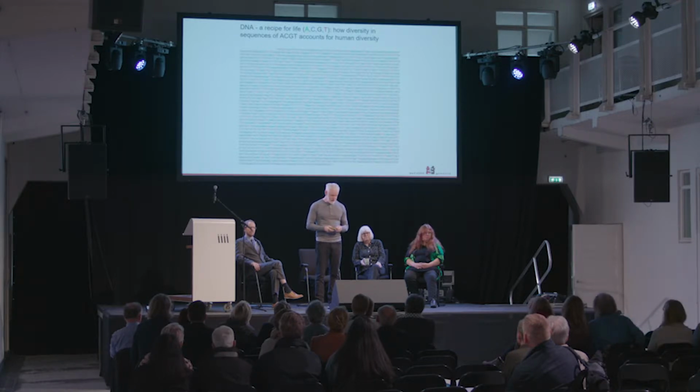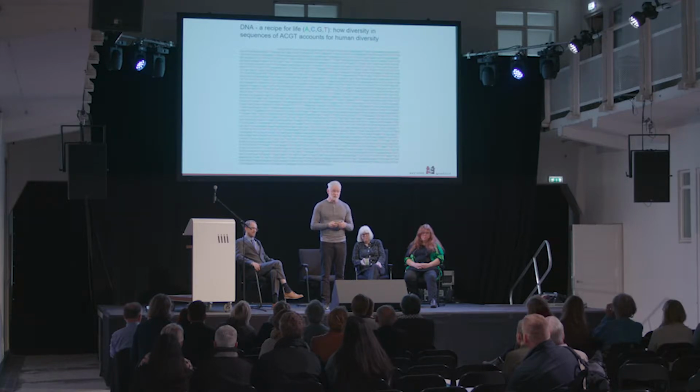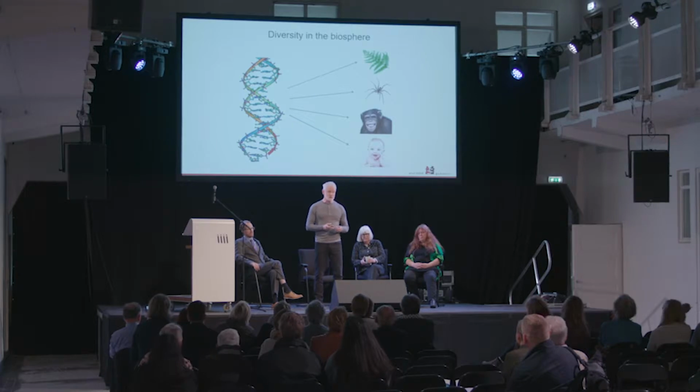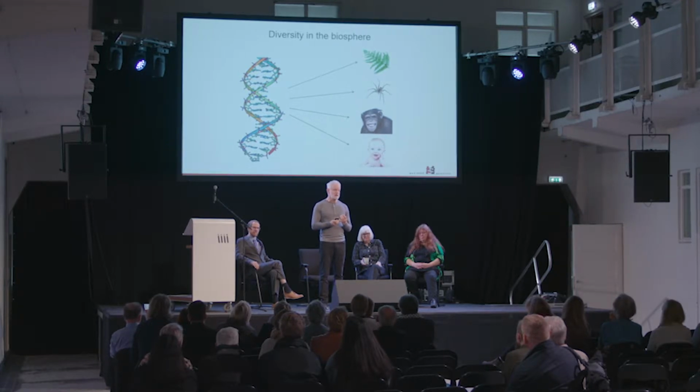But the diversity in the sequence of A's, C's, G's and T's in our genome is probably accountable for most of human diversity. But if it comes from more than human diversity, it accounts for the diversity in the entire biosphere. There is no life on Earth that is not based on DNA, and therefore the total diversity in the sequence of DNA in the world is accountable for everything that we call life.